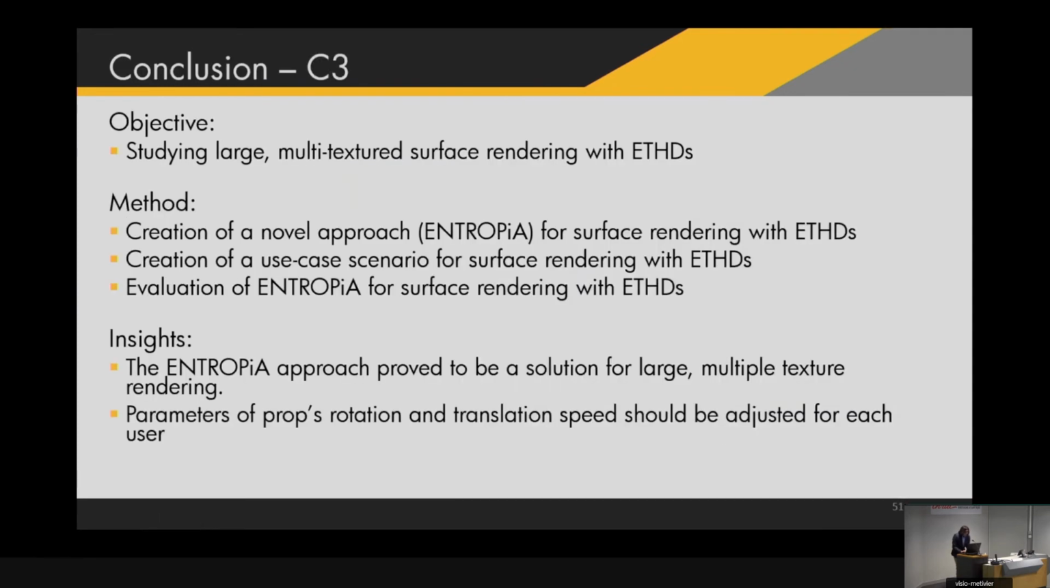So in conclusion, we studied large multi-texture surface rendering with ETHDs, and we created a novel approach for surface rendering, a use case scenario for contextualizing the different textures that we provide using Entropia, and the evaluation of Entropia for large surface rendering. And the insight that we got is that Entropia can be a good approach for large surface rendering, and also parameters concerning prop rotation and translation speed should be adjusted for each user.